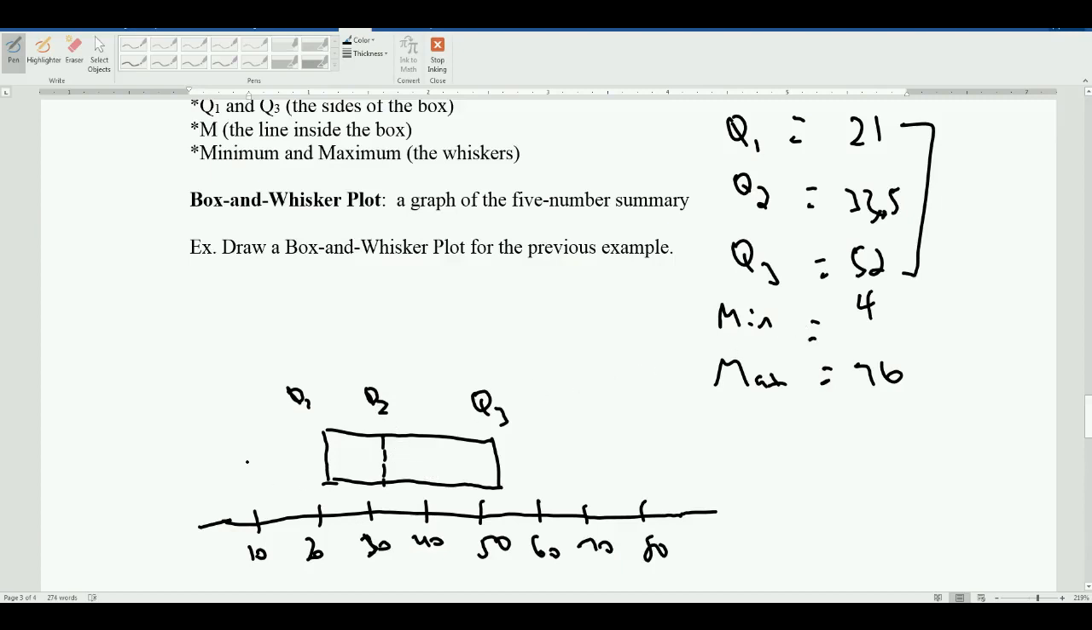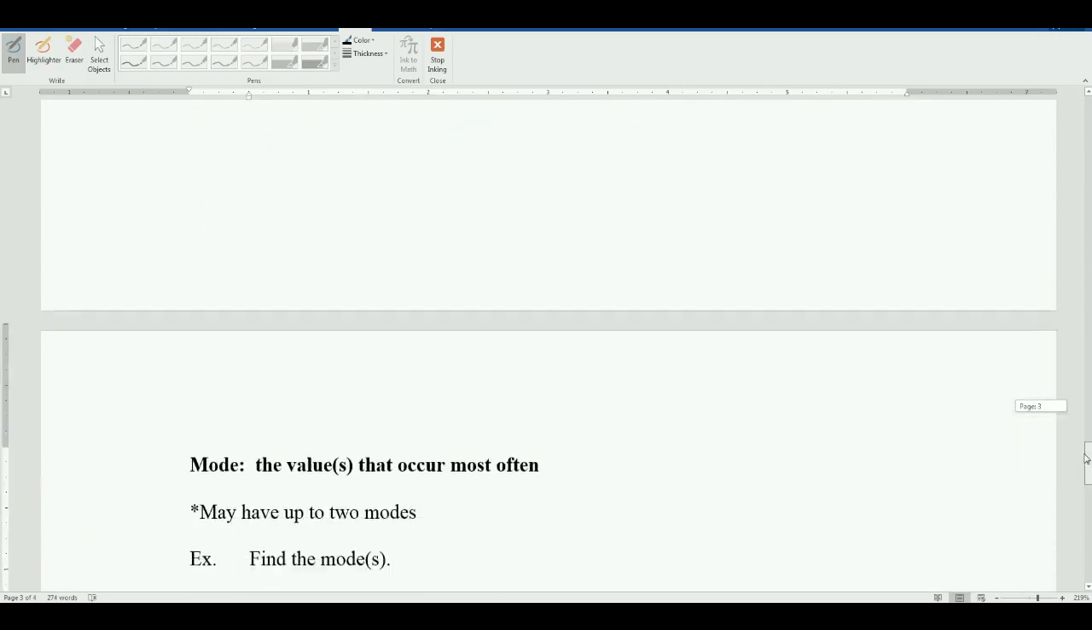Then we got whiskers. So we got a minimum of 4. So I'm going to put a little whisker right there, and extend it like that. So that's your min. Then your max is 76. So that's going to be about right there. Box and whisker display makes it a lot easier to see how to find information. For one thing, you can see that you got 25% of data values in that range, and then 25% in this portion of the box, and 25% in this portion of the box, and 25% in this whisker. So it makes it a little bit easier to find information.